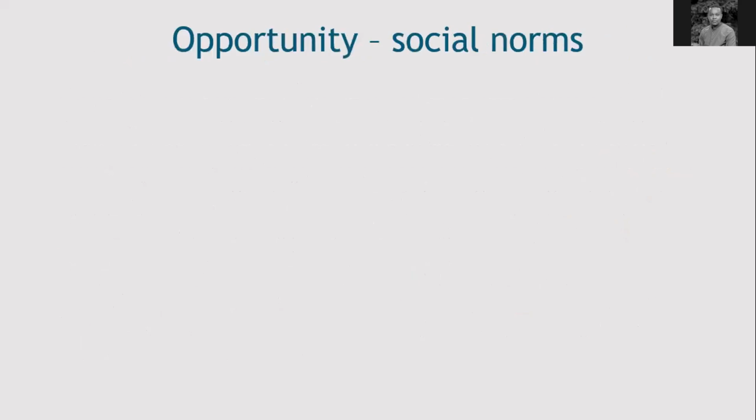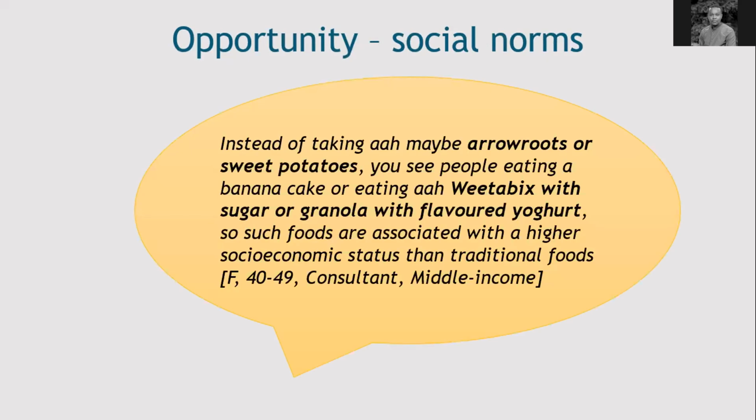The other source of behavior was social norms, and this is association of unhealthy diets with a high socioeconomic status and association of traditional diets, which may be more healthy, with low socioeconomic status. So a consultant from the middle income community says instead of taking maybe arrowroots or sweet potatoes, you see people eating banana cake or eating Weetabix with sugar or granola with flavored yogurt. So such foods are associated with a higher socioeconomic status than traditional foods.